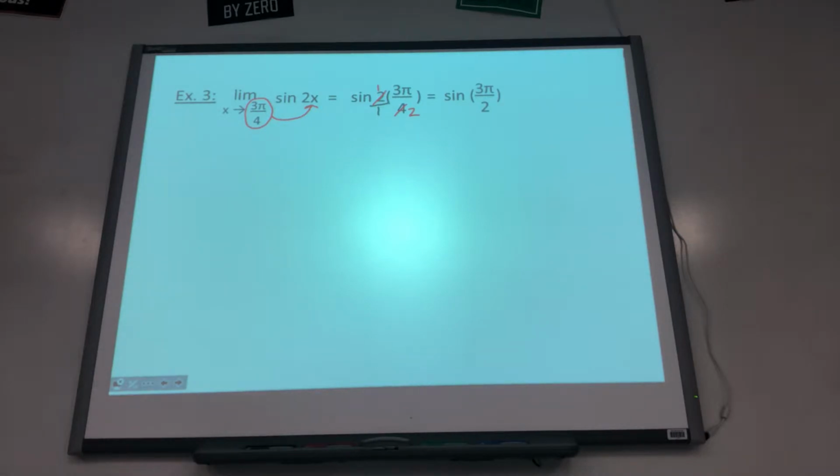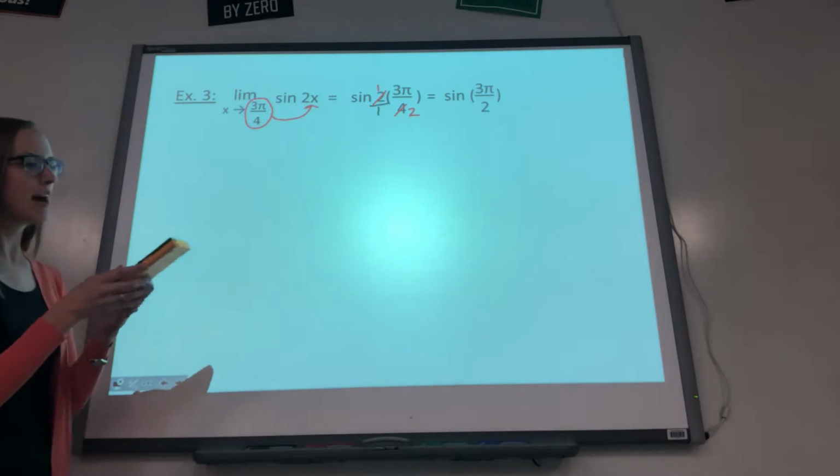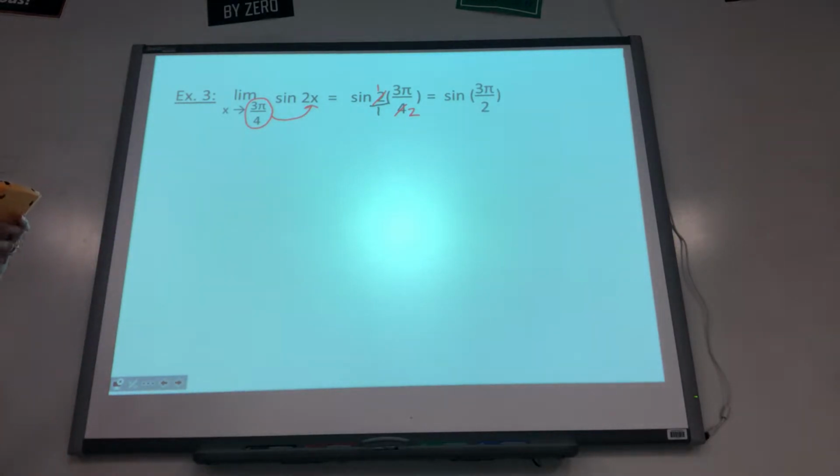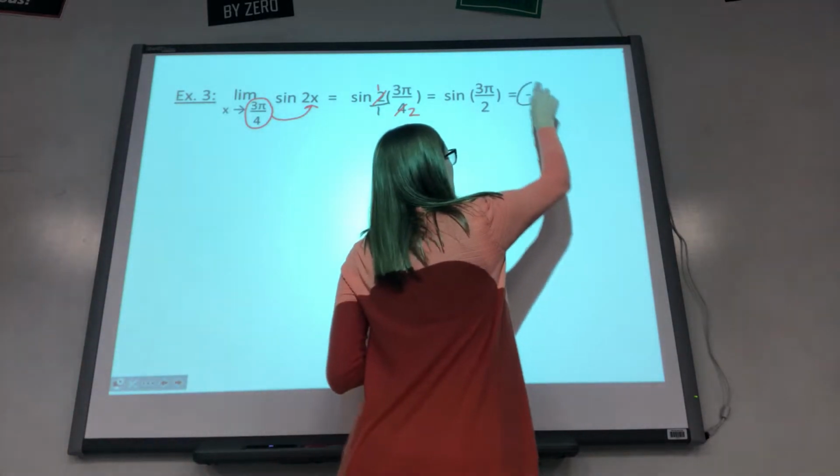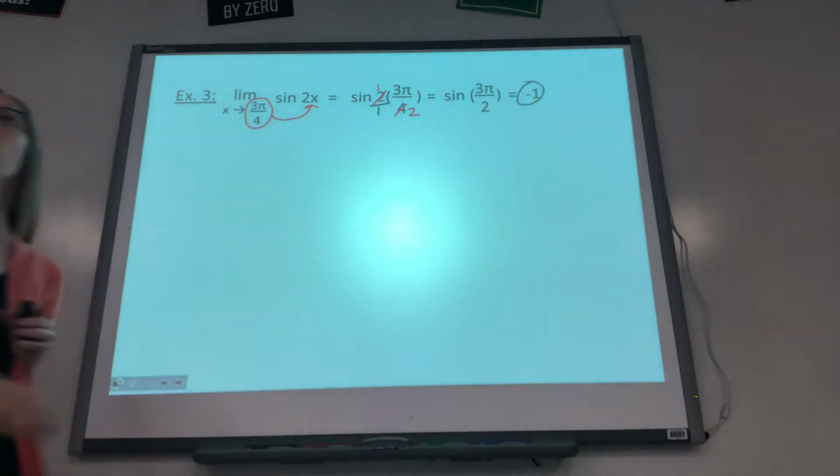Now, we could try this on a calculator. I'm not sure what we're going to get here. We would have to be in radian mode, so you may want to check that first. Sine of 3 pi over 2 does work out okay on your calculator. It gives you back a -1.